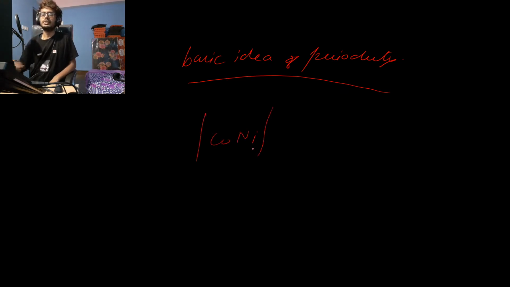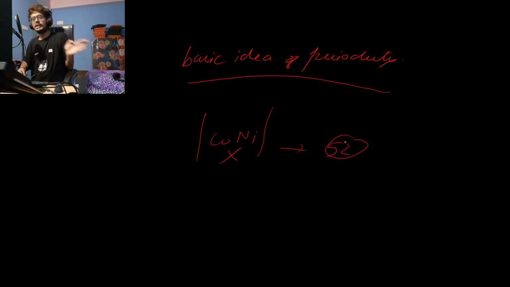There were a lot of flaws in this law of octaves as well. I think we discussed this in class 10 itself. The flaws were like Newland placed two different metals, cobalt and nickel, in the same slot, meaning that those two metals are completely identical, which is totally incorrect. This is not possible, right? He was also very stern about his discoveries. During his time, I think 52 elements were discovered. I'm not sure, but I think there were 52 elements discovered till then.